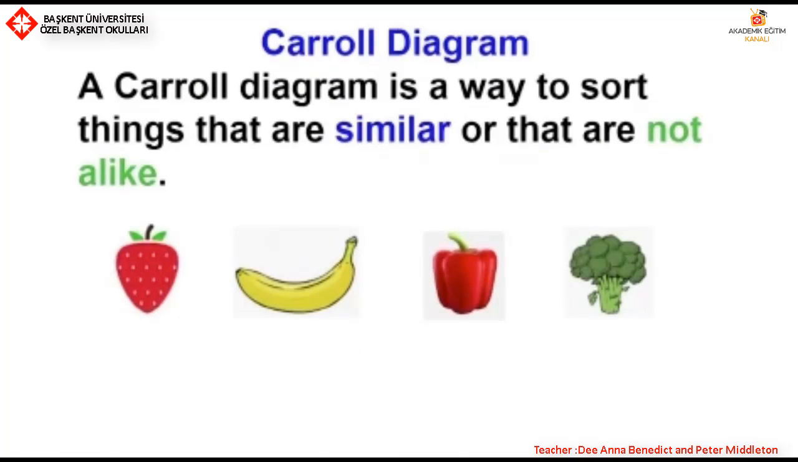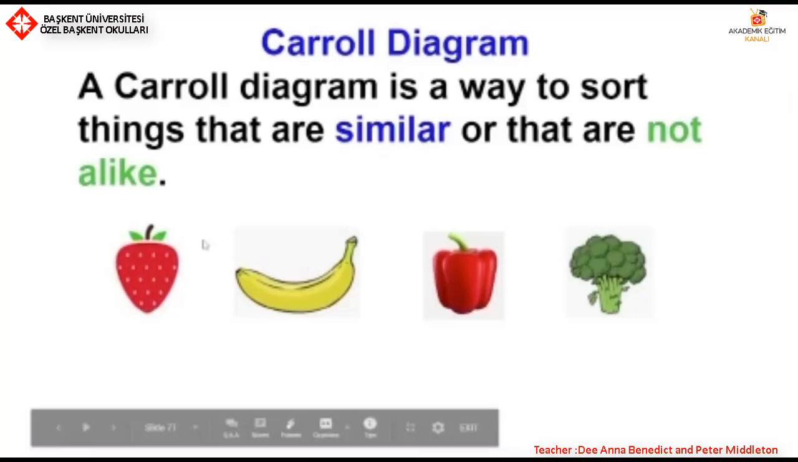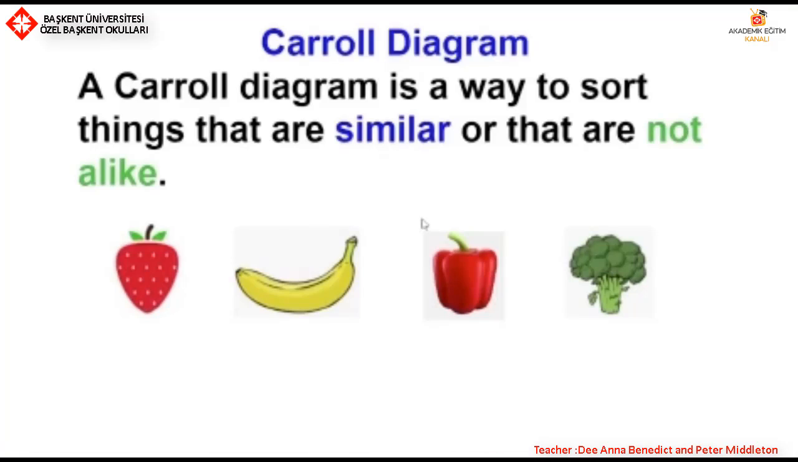A Carroll diagram is a way to sort things that are similar, but they are not alike. We have a strawberry, a banana, a pepper, and broccoli. They are all fruits and vegetables, but they are not all alike.